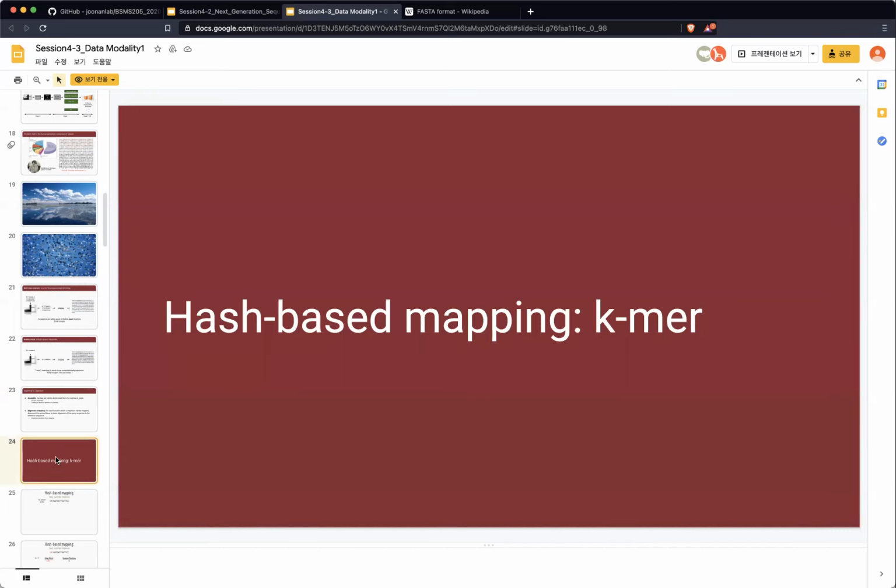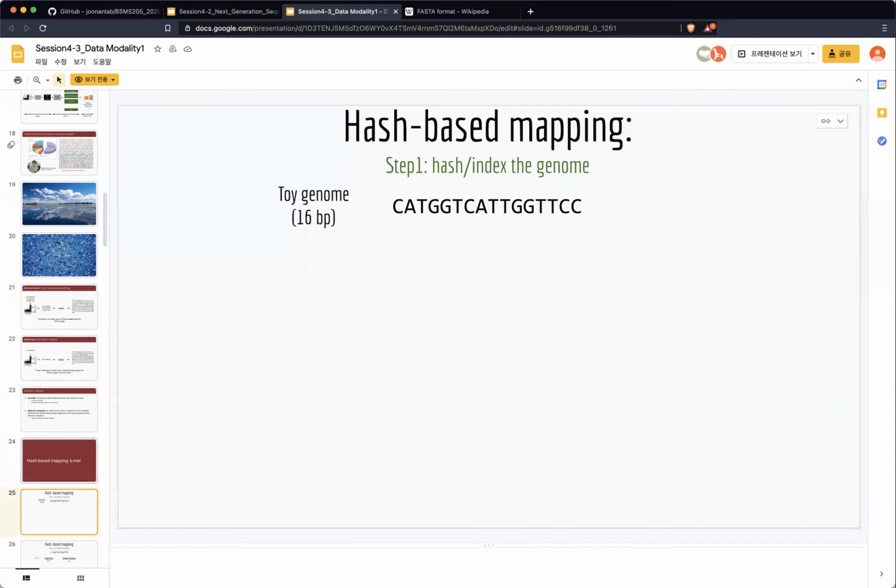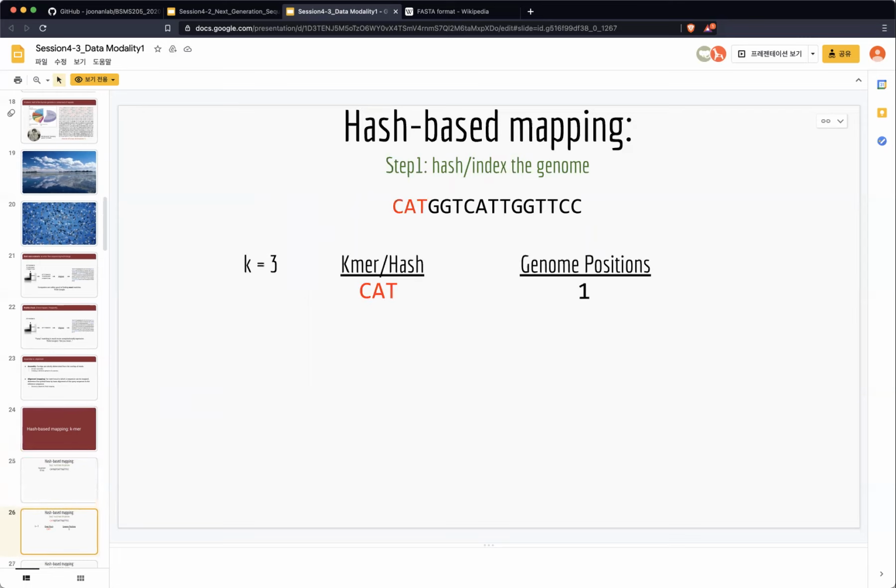Okay, so the next topic is how the algorithm works. The famous one is hash-based mapping, based on the k-mer, right? So let's think about the situation. We have a toy genome like this, with 16 base pairs, and you create an index of this genomic information. Let's imagine we're not talking about the 3 billion base pair genome, but a 16 base pair genome, because we want a very simplified example, right?